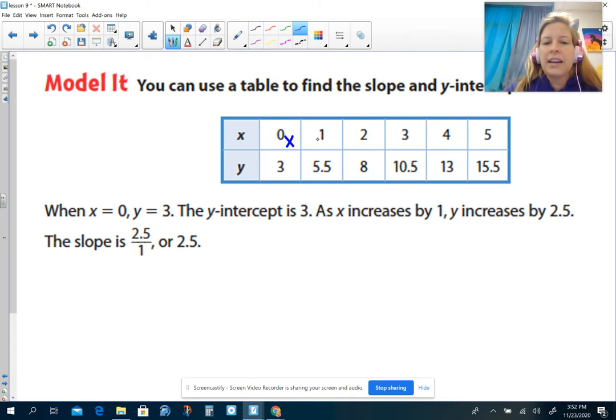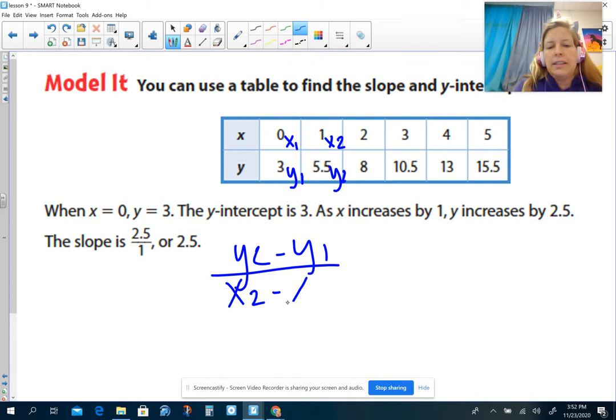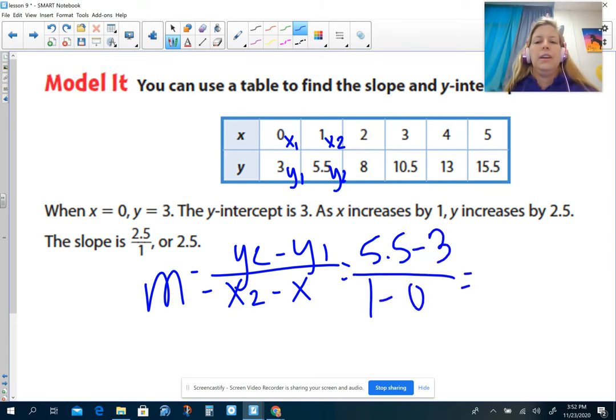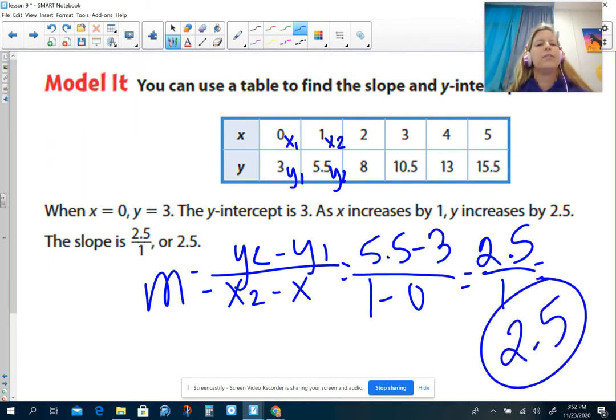We can easily do that with the equation that I showed you last time. If I say this is x1 and y1, this is x2 and y2, let's plug it into our formula: y2 minus y1 over x2 minus x1. This is going to give me my slope. So I'm going to have 5.5 minus 3 over 1 minus 0. 5.5 minus 3 is 2.5, and 1 minus 0 is 1, so that simplifies to 2.5. Well, we have the same y-intercept of 3, and my slope is 2.5.